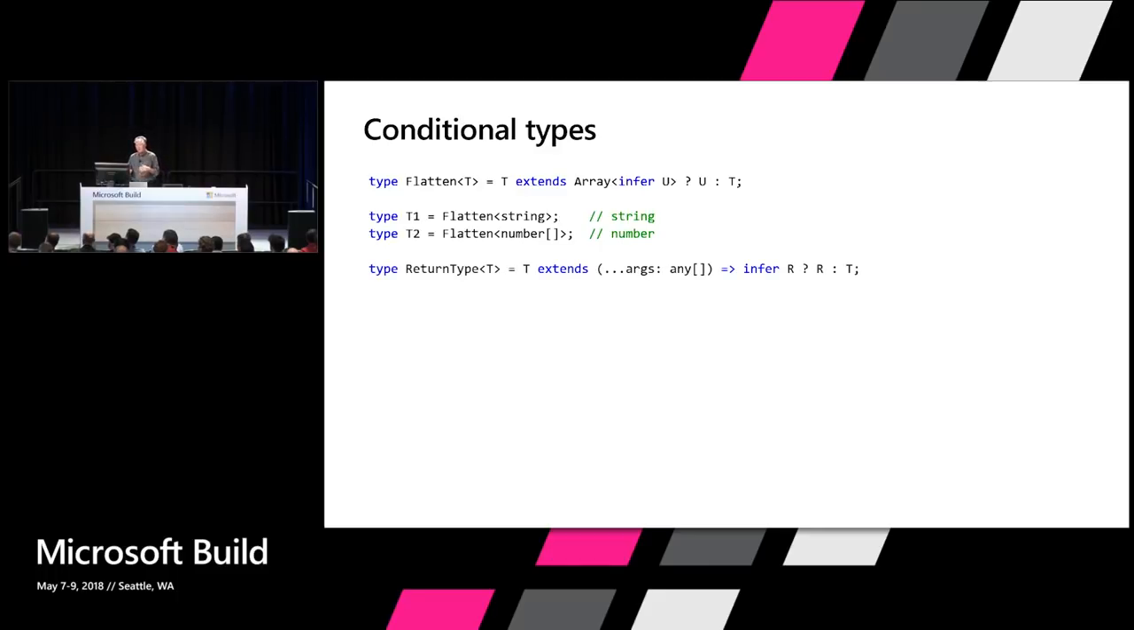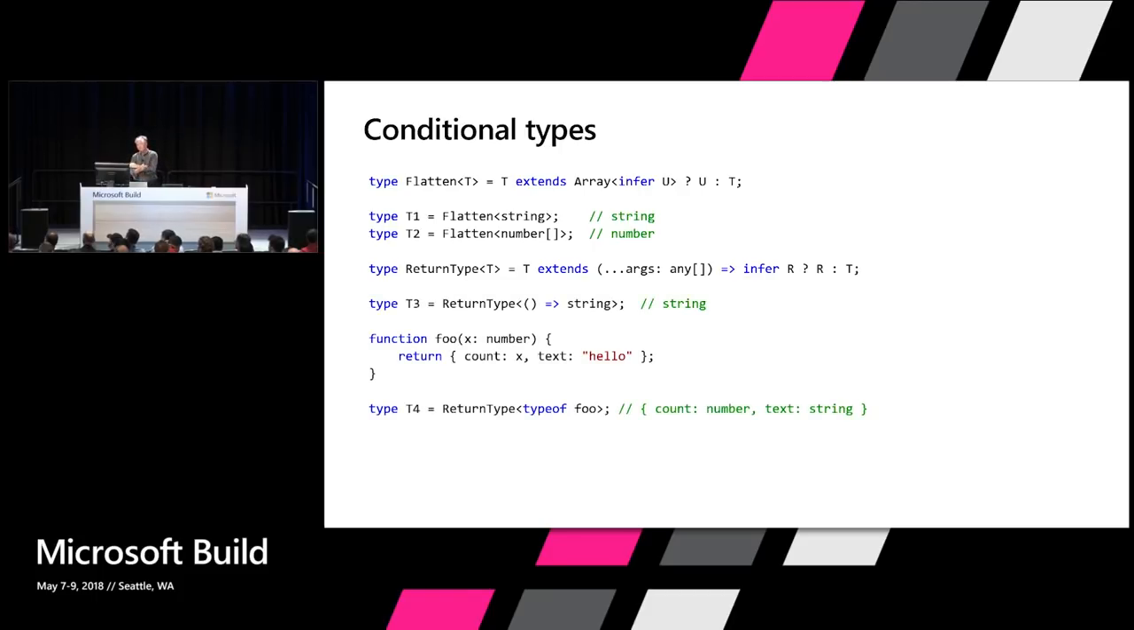And this turns out to be very useful for creating a very wanted type operator called return type. Say I have some function type, and I want now to get the return type of that function type. Well, you can create a conditional type that reaches in and gives you that. It's useful, like, let's say I have written some function that returns some complicated object literal. Well, return type of foo will give you back that type.